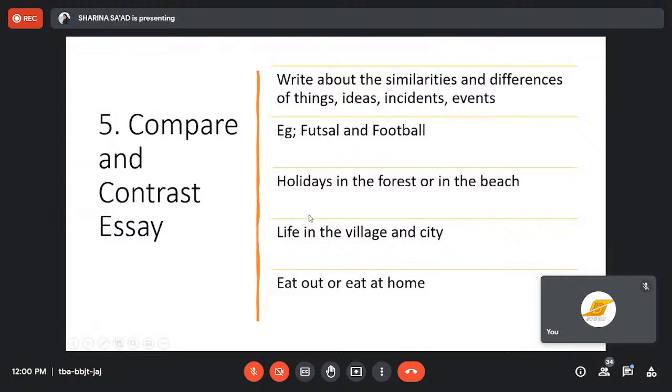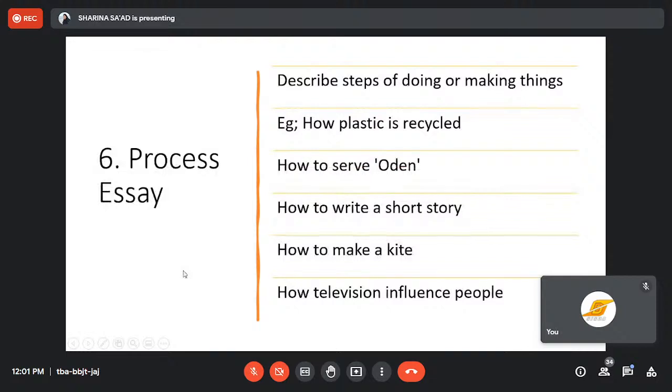Okay, there was one year the question was about living in the city or in the village. Which do you prefer? Do you prefer to live in the village or do you prefer to live in the city? So for this type of question, you have to write the similarities and also the differences, and then you have to come with the conclusion. So where do you prefer? Whether you want to live in the city or in the village. After you have highlighted all the similarities and the differences, where do you prefer to live? Whether in the village or in the city. Okay? All right, so this is compare and contrast, and another is a process essay.